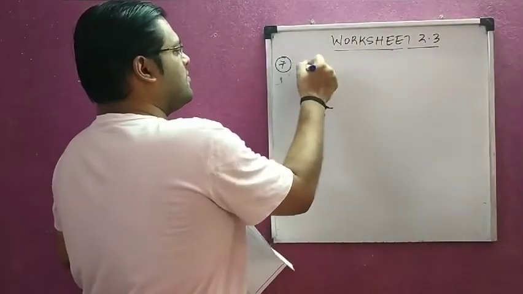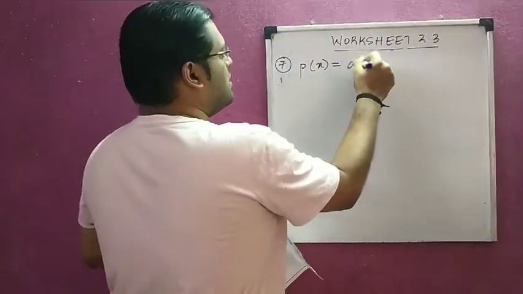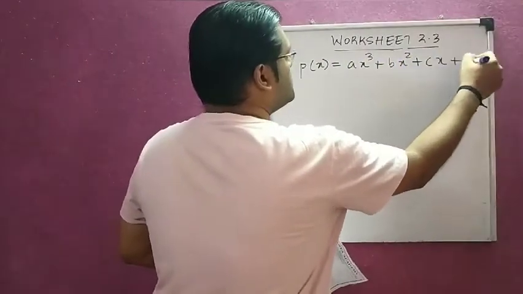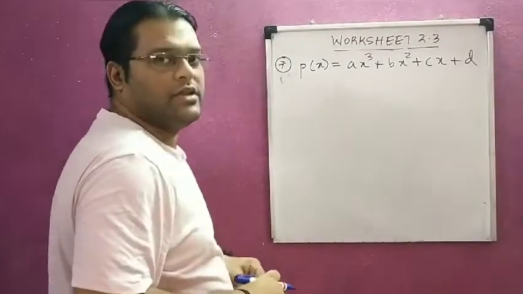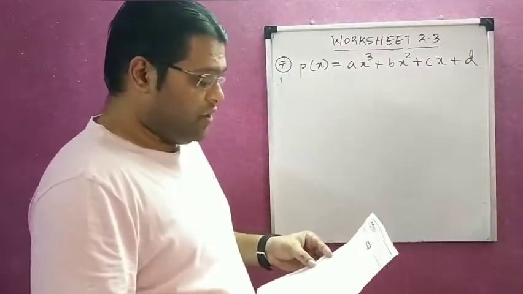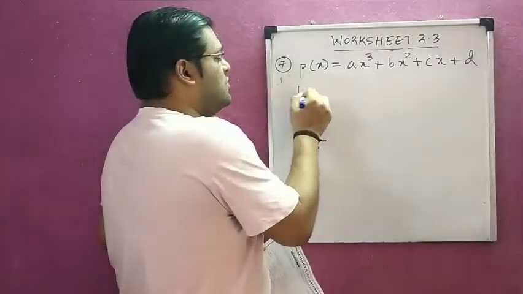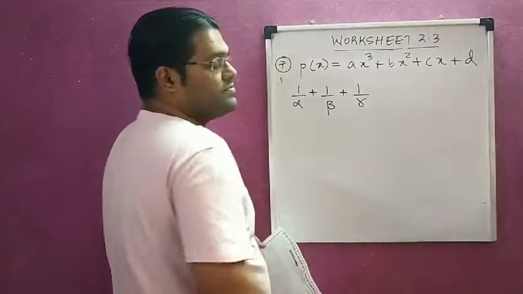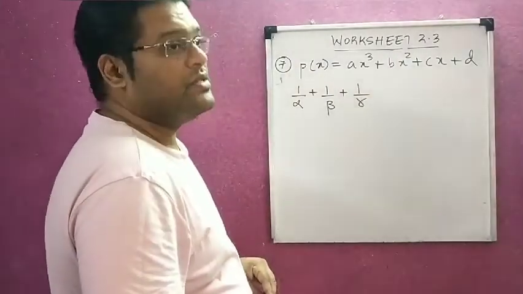Question 7. Given polynomial ax cube plus bx square plus cx plus d. This is in fact your standard cubic polynomial, right? For this, we are being asked to find the value of 1 upon alpha plus 1 upon beta plus 1 upon gamma, right?